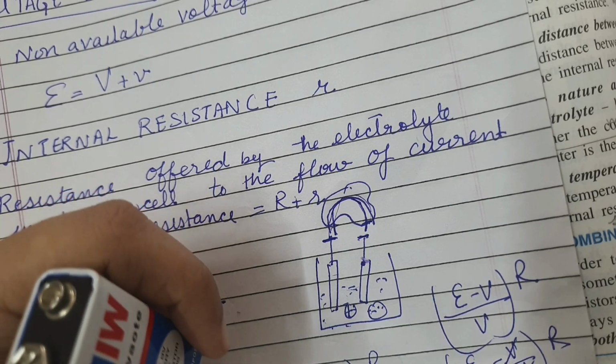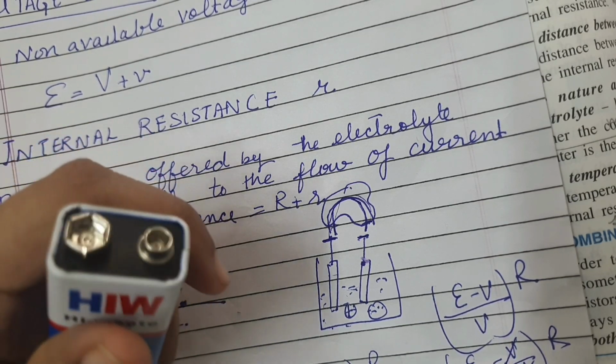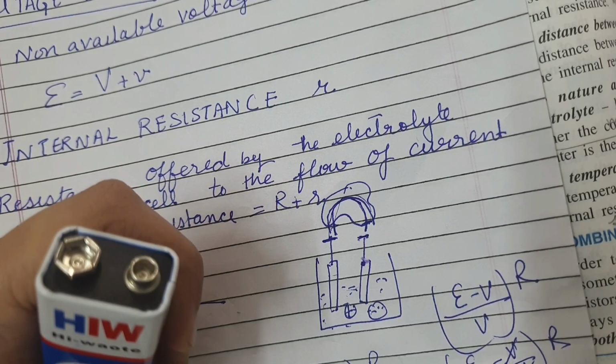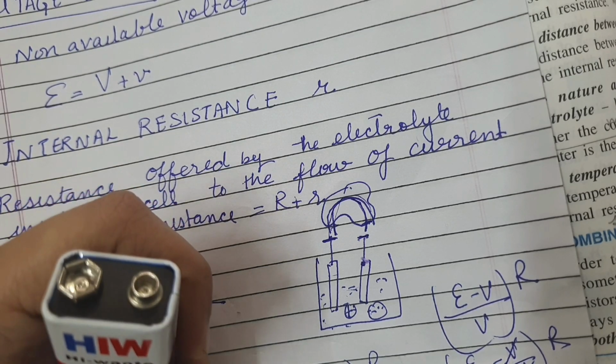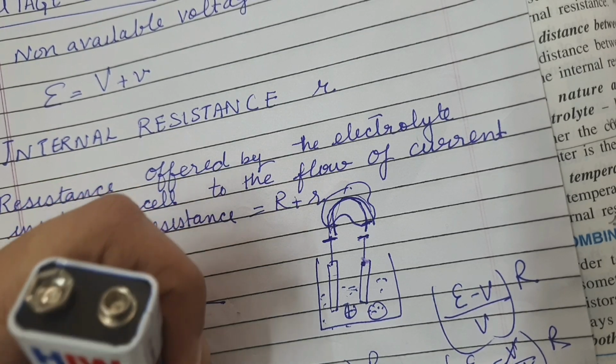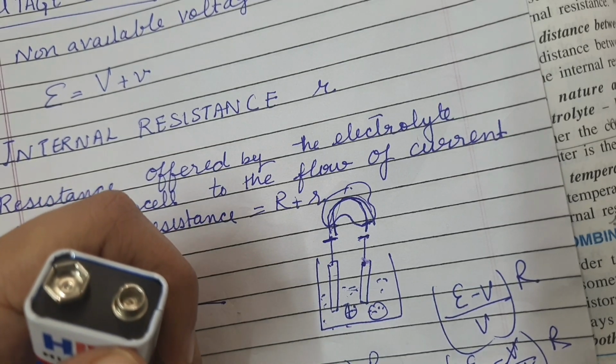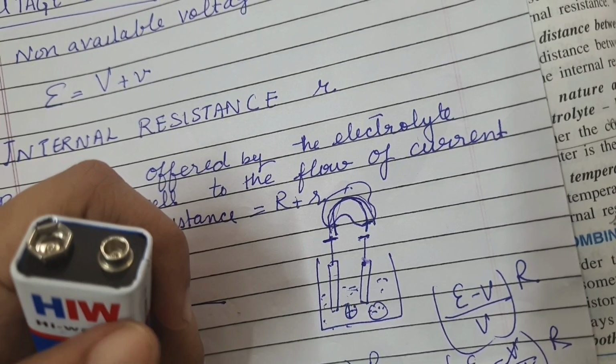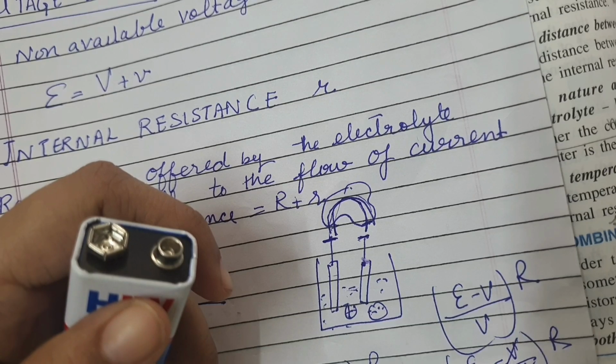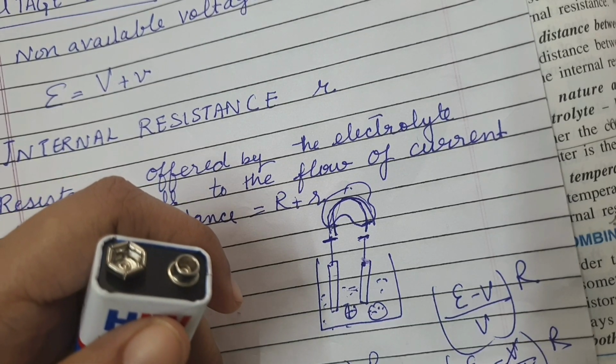I'll give you one analogy to understand this. Suppose you swim in a swimming pool. You can imagine yourself to be an ion and the swimming pool to be the electrolyte. So when you swim, it becomes very difficult for you to swim easily in the swimming pool, right? And similarly it happens with the electrolyte.